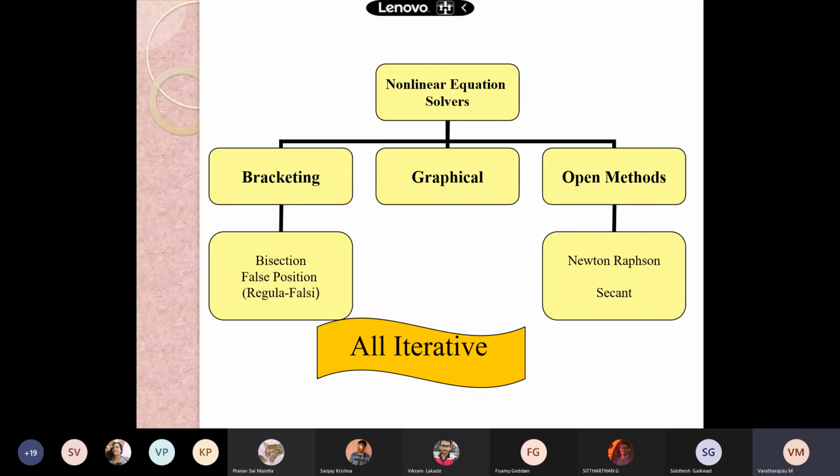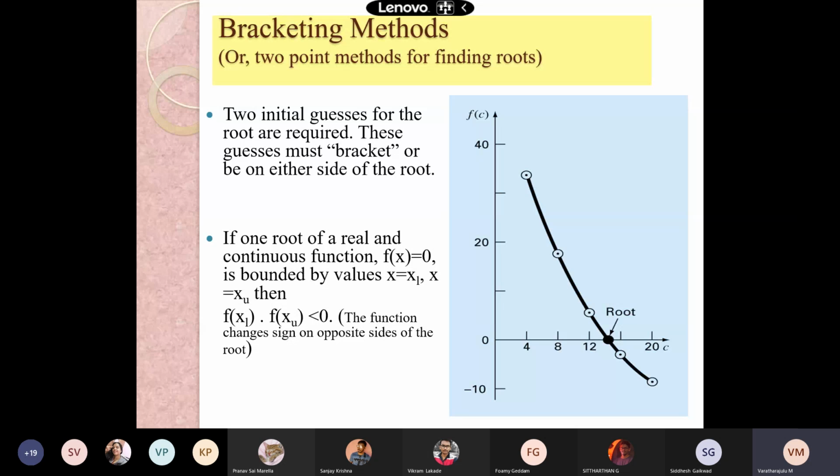On the other hand, we have the bracketing method. What is meant by bracketing method? The results have to be taken from the bracketing method. There are two methods available in bracketing: one is bisection, the other one is the regula falsi method. All these are iterative methods. So in bracketing methods, there are two-point methods for finding the roots. The two initial guesses for the roots are required. These guesses must bracket, or be on either side of, the root.